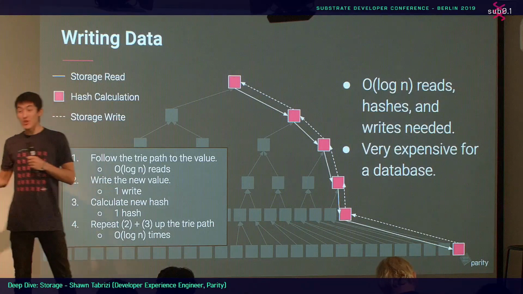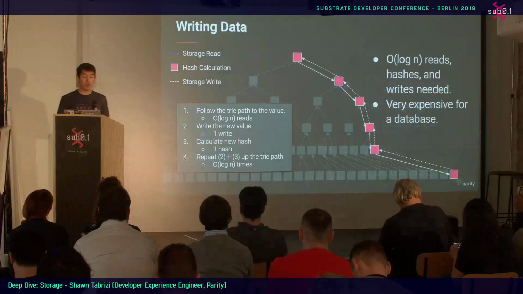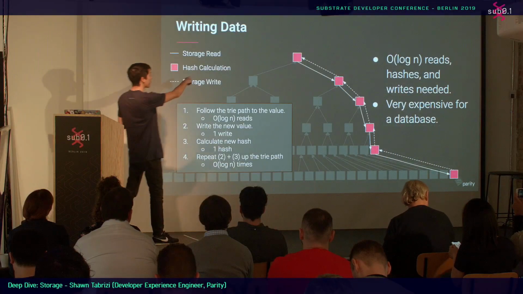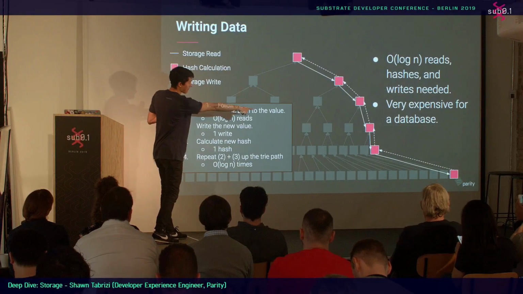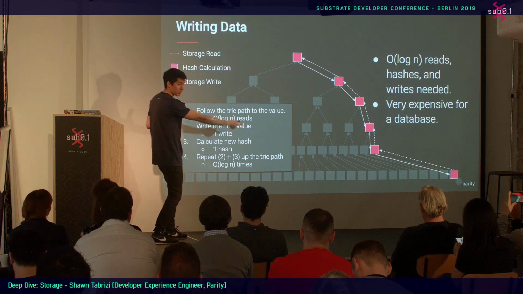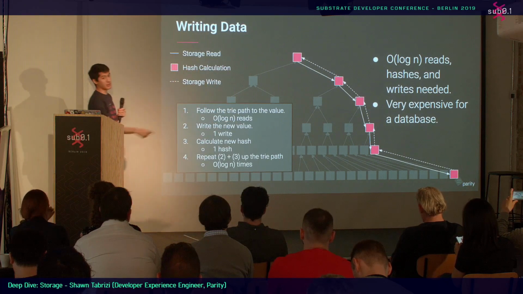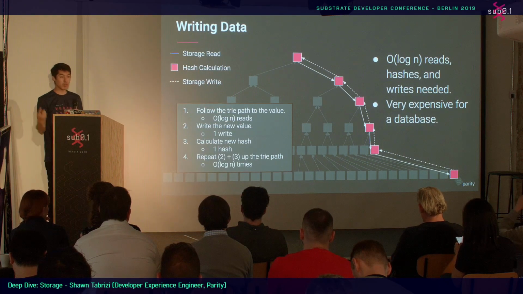Writing data is even worse, honestly. It's O(log n) reads, O(log n) hashes, and O(log n) writes. So you basically need to read the path to the value you want to change, change the value, hash the value, write the value, go up, hash the value, write the value, go up, all the way up. This is very expensive for a database. So why do we even use it? It's bad for reading, bad for writing.